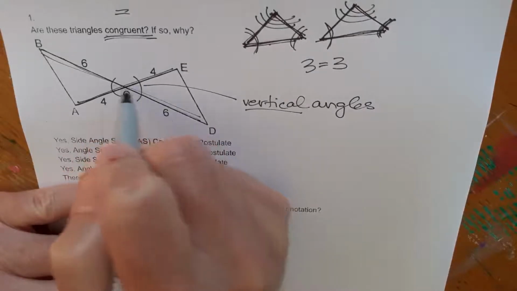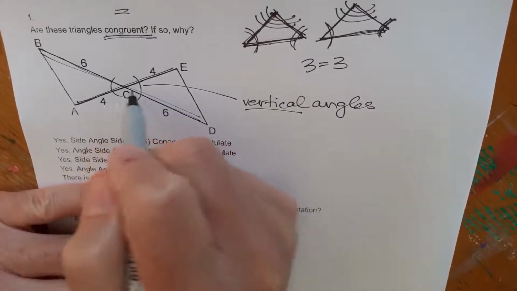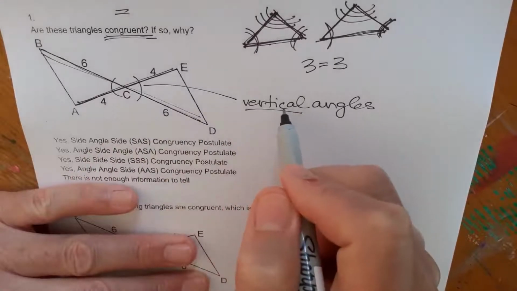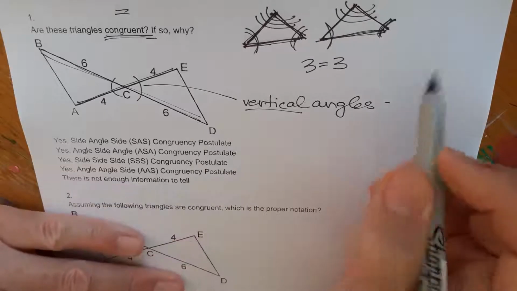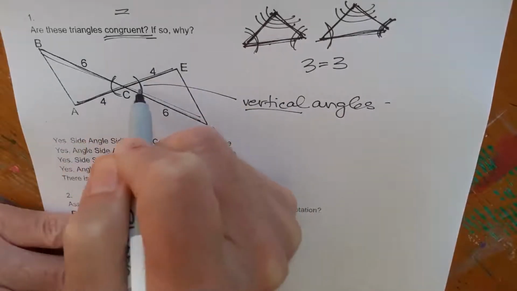These happen to be horizontal, and that always confuses students. Nope. Vertical does not mean up and down in this case, it means across from each other. And these angles are equal to each other. So this angle here is equal to this one of these two triangles.